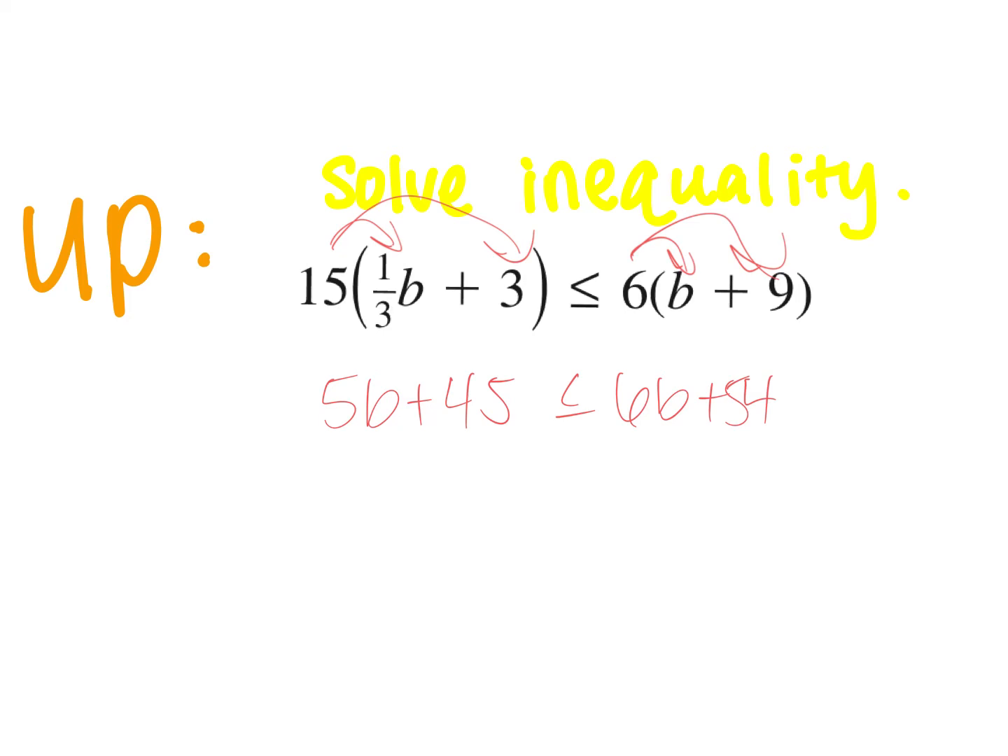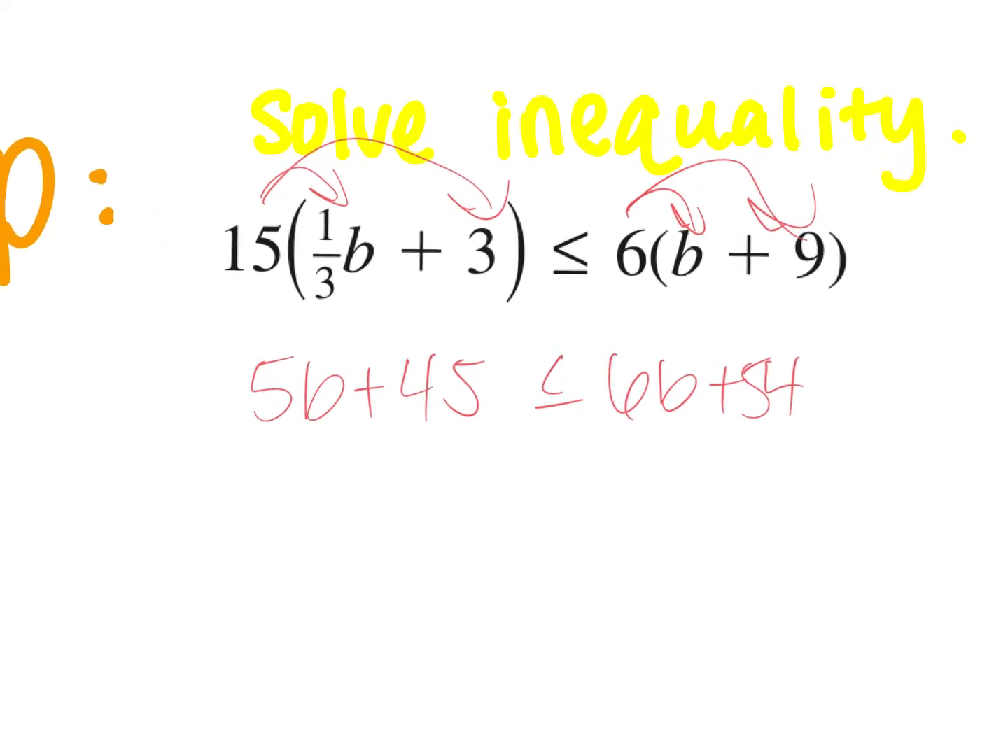When you distribute a 15 to a 1/3, what are you actually doing? Dividing by 3, okay? 15 times 1/3 is 15 divided by 3, and we get 5. So we have 5b. Keep going, McCarvin.